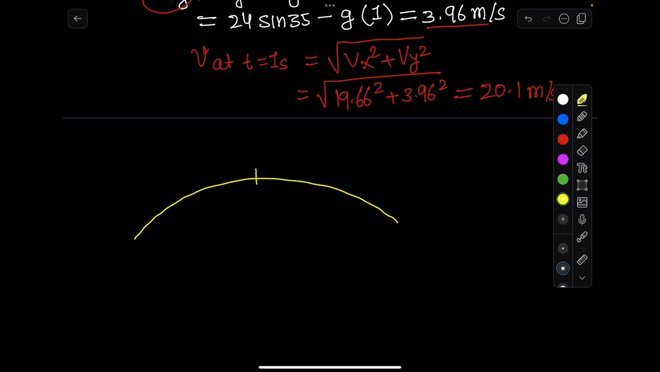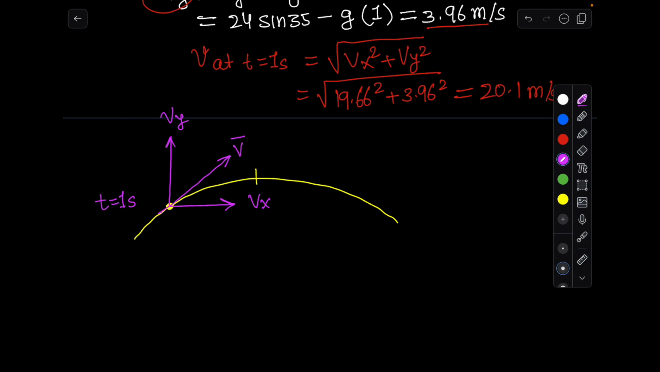So suppose this is the maximum point I'm making. Suppose this is the t1. In this case I will make axes, this is our Vx, and this is Vy. These are the two vectors at time equal to 1 second, and this is a resultant vector v which you have calculated now.